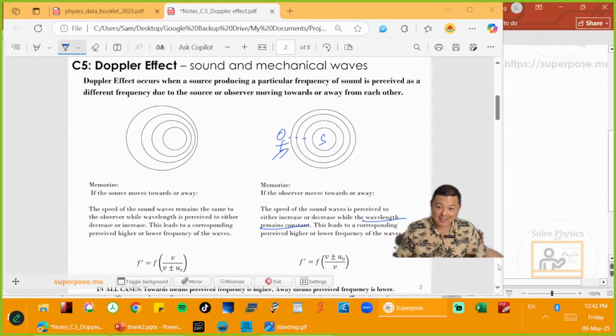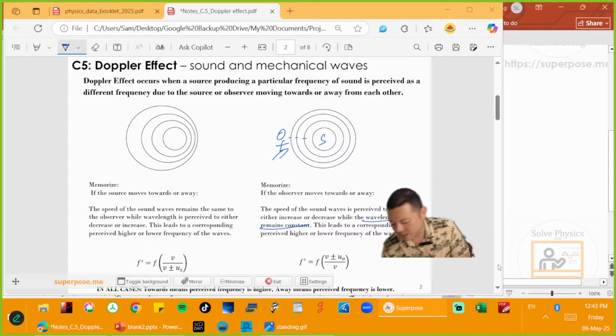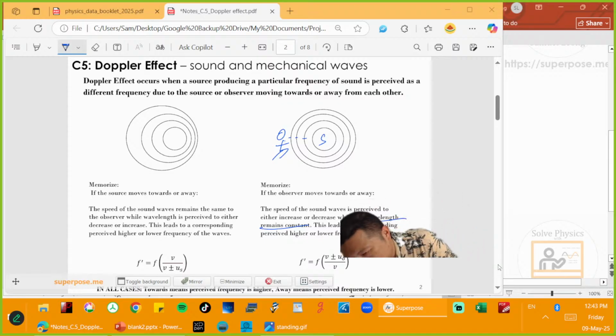Yeah. That's the thing you're supposed to memorize. You can try to understand it, but even after you understand it, if you don't memorize it, you're going to lose the mark for this because they're going to ask you. There's been quite a number of questions where they ask you, what happens when, you know.